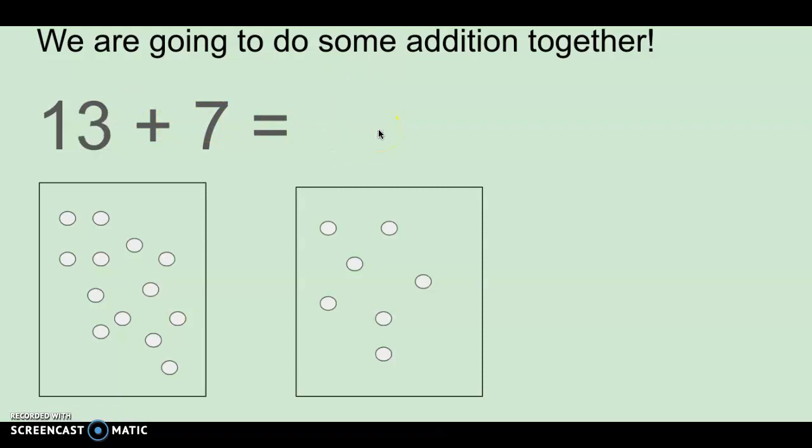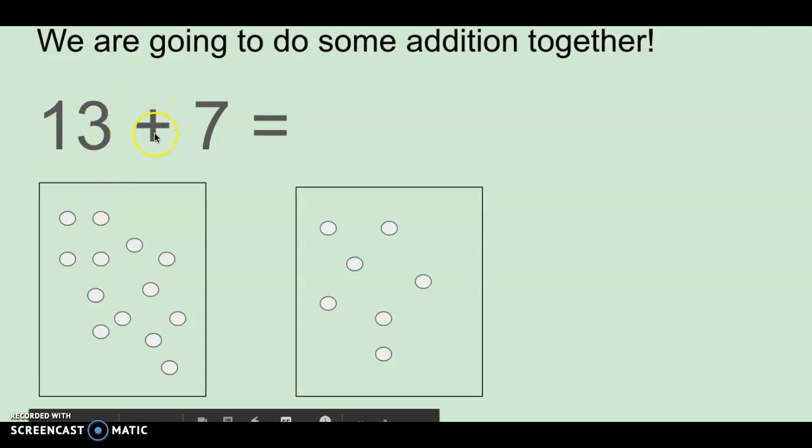All right, let's try another one. We have 13 plus 7 equals, and we need to find the answer. All right, so we have 13 dots in the first box. 1, 2, 3, 4, 5, 6, 7, 8, 9, 10, 11, 12, 13. These 13 dots represent this number 13.